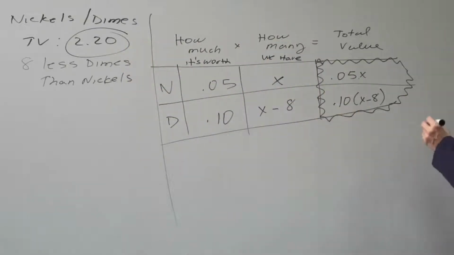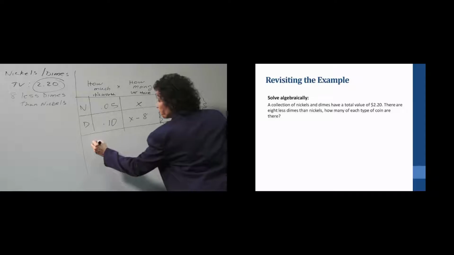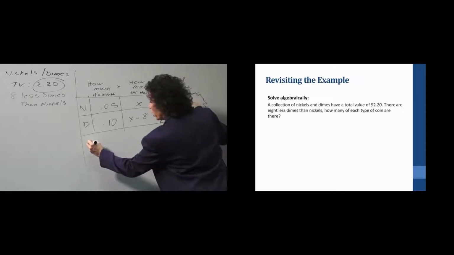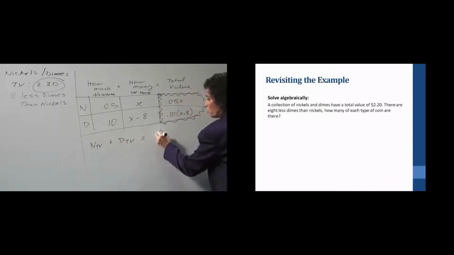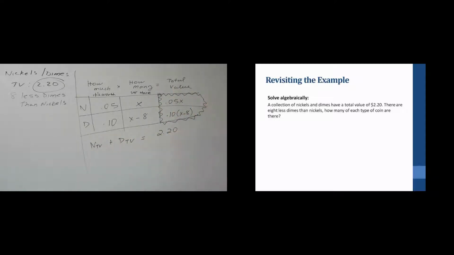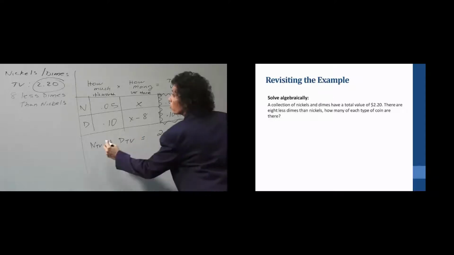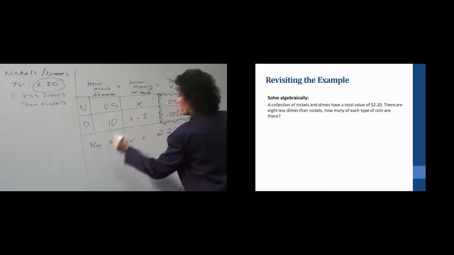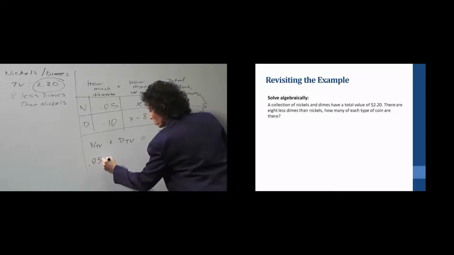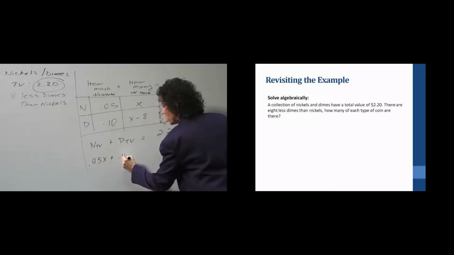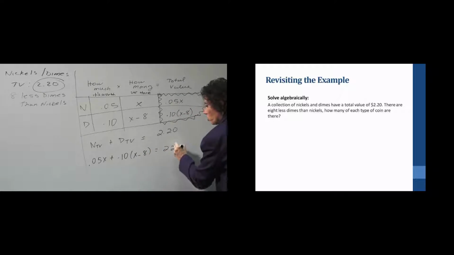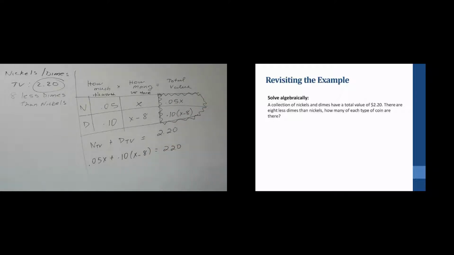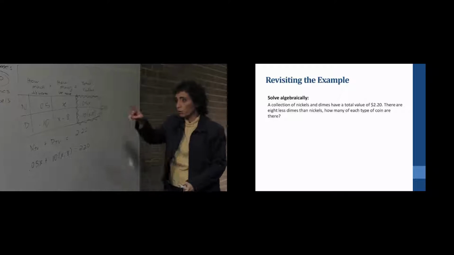So here we go. We're going to set up the equation. It's the nickels' total value plus the dimes' total value equals $2.20. So here comes the equation. Ready? It's 0.05x plus 0.10 times the quantity x minus 8 equals 2.20. Now we have to solve that. Okay, so I'm just going to erase some of this board right over there.